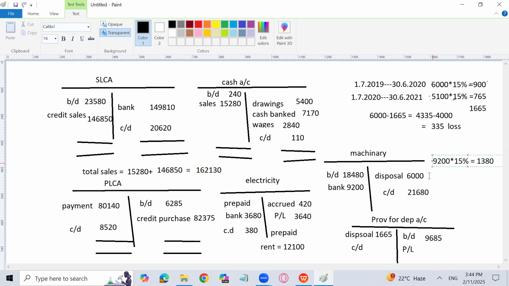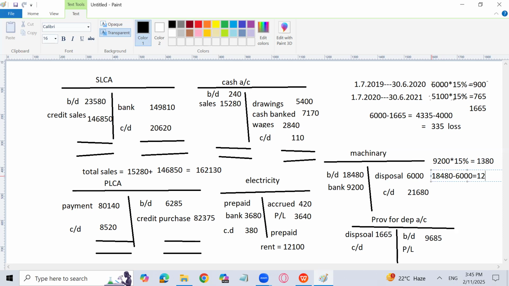1380. Next step is calculate depreciation on the asset sold, only in case of month-to-month basis. Here, the question is not month-to-month basis, so we'll not calculate depreciation on the asset sold. Last step, calculate depreciation on the existing assets. So existing assets cost is 18480, right? We will subtract the cost of asset sold from this cost of existing asset minus cost of asset sold, 6,000.